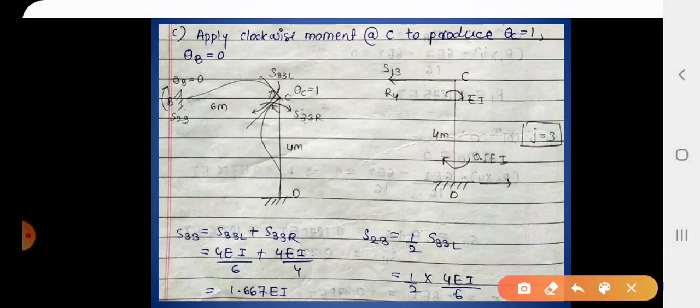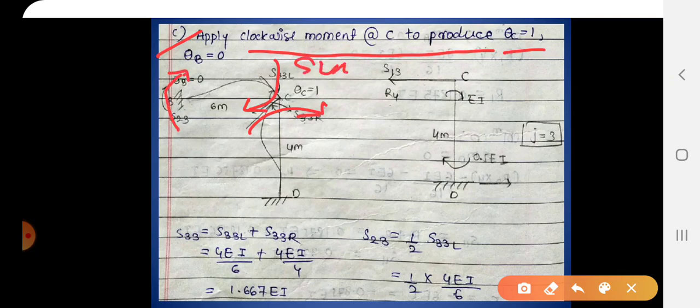Then go to part C. Our third redundant is theta C. Therefore apply clockwise moment at C to produce theta C equal to 1 and the other displacement theta B equal to 0. Again, clockwise moment at C will get carried over to B. So this moment is S22L, S22R.